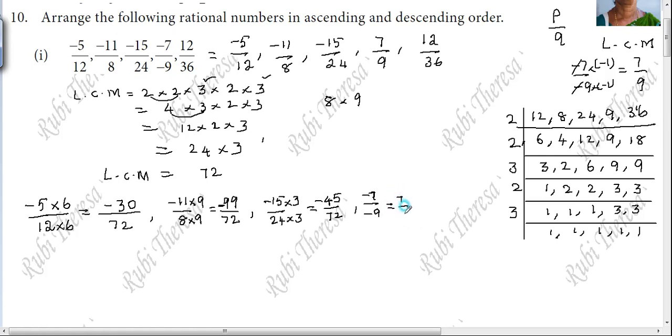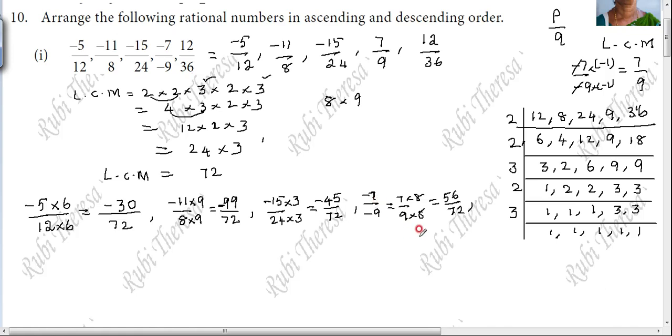This is nothing but what? 7 by 9. 9 into 8. This is into 8. Understand? So 9 8s are 72. 8 sevens are, 7 sevens are 49. 8 sevens are, very good, 56. So 56 by 72. Next one is what?